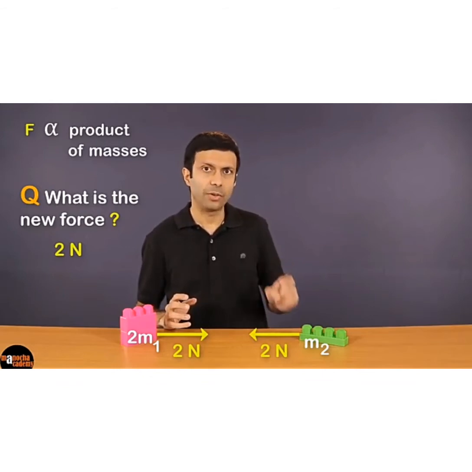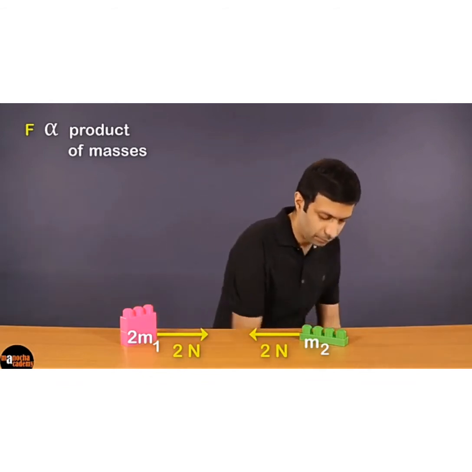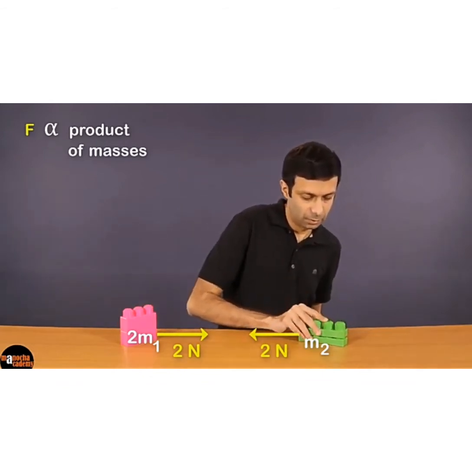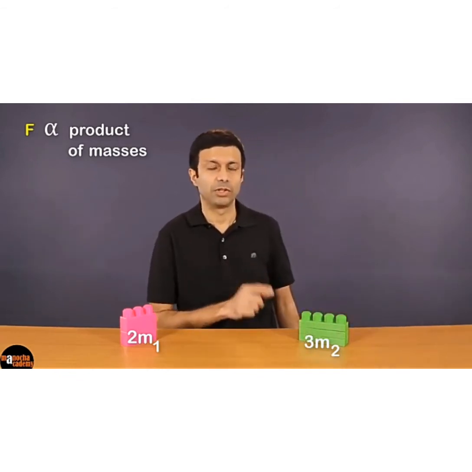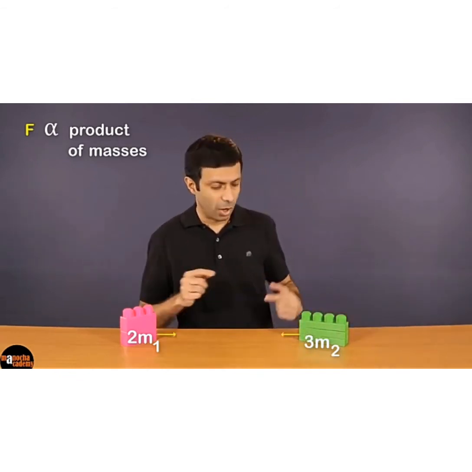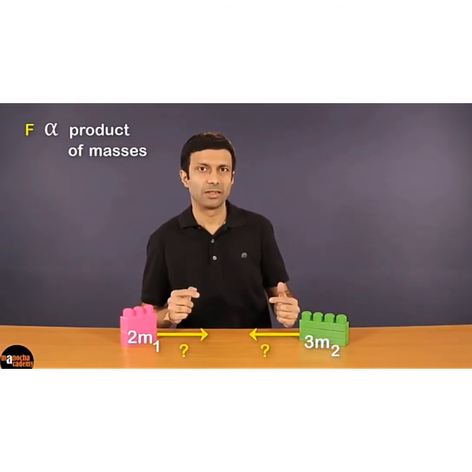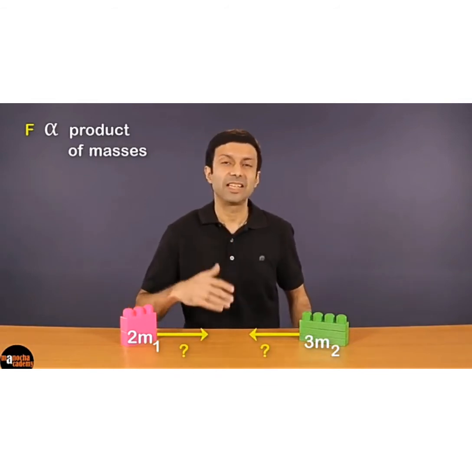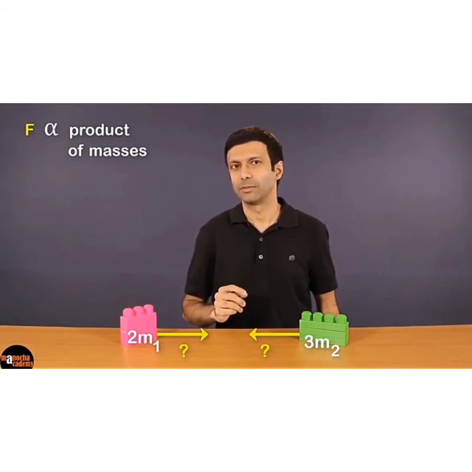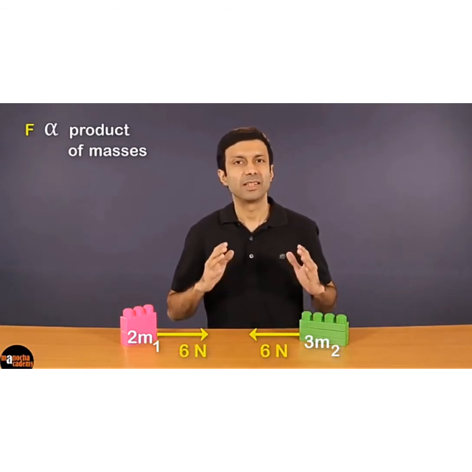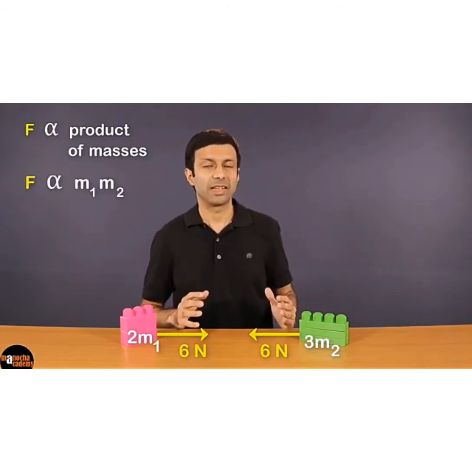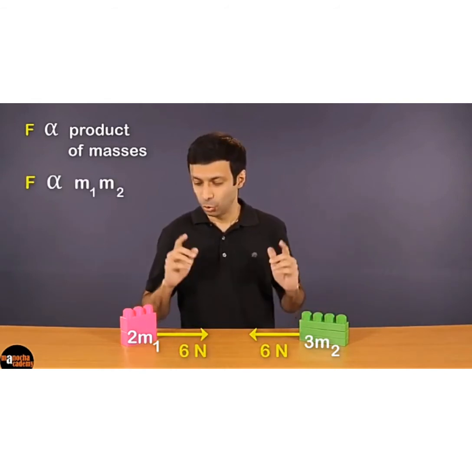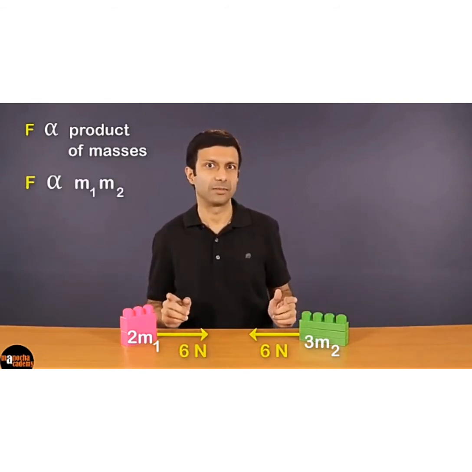Now let's say we triple this mass. So here we have 3 times of the original mass. Now what is the new force between the blocks? It's going to be 6 times of the original force. So the force will be 6 Newton. So the gravitational force is directly proportional to the product of the masses.